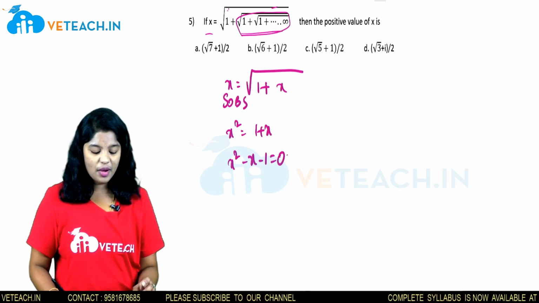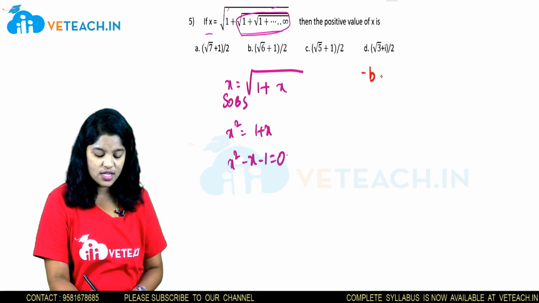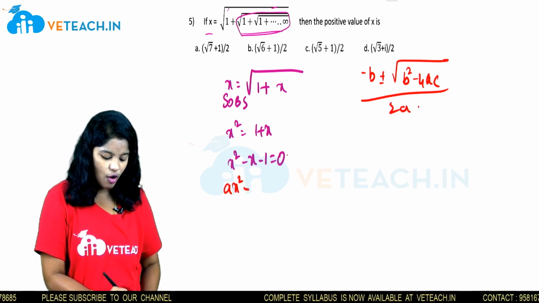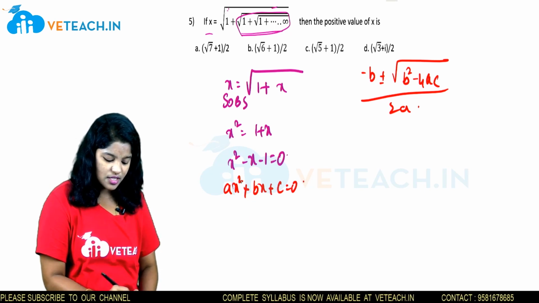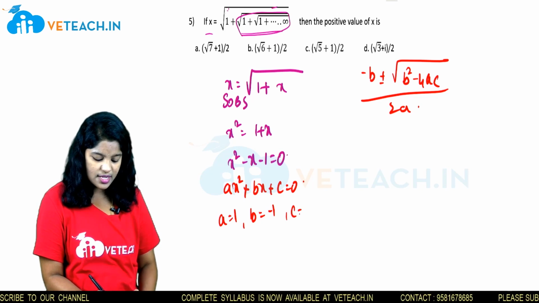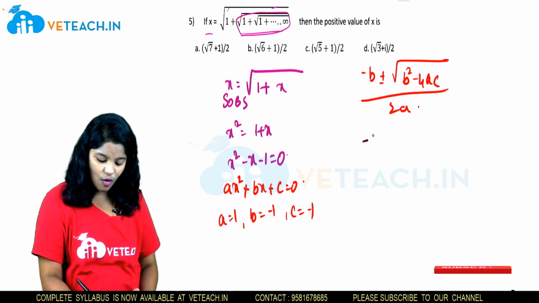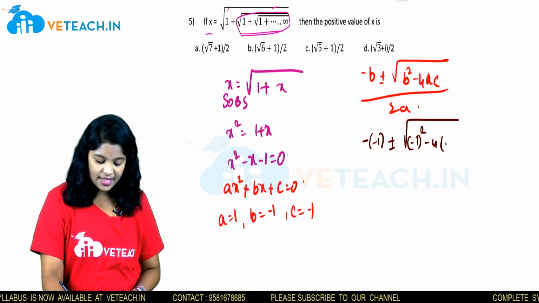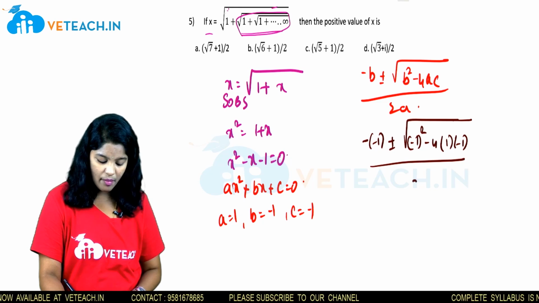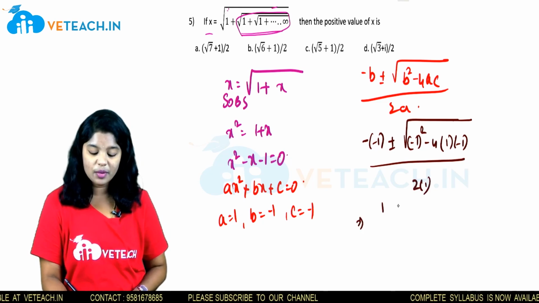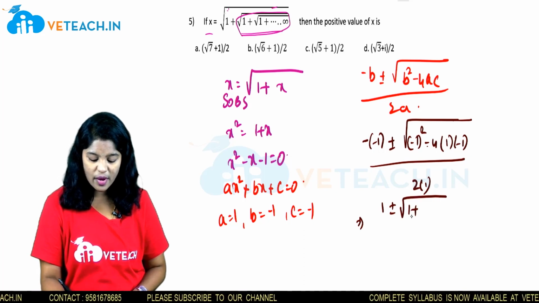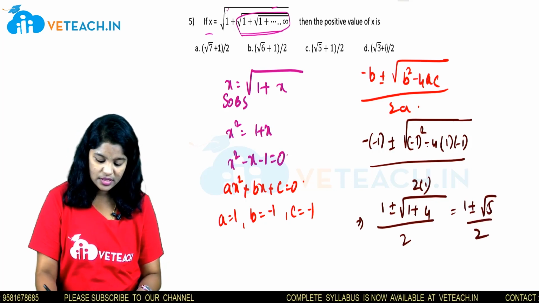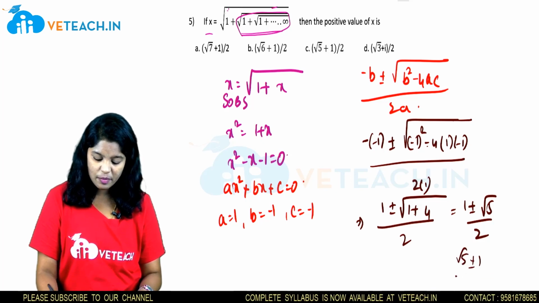We cannot find factors by splitting of the terms. So we have to use the formula of the roots, minus b plus or minus root of b square minus 4ac by 2a, since this equation is of the form ax square plus bx plus c equal to 0. So a is equal to 1, b equal to minus 1, c is equal to minus 1. Now minus of minus 1 plus or minus root of minus 1 whole square minus 4, a is equal to 1, c is equal to minus 1, by 2 into 1. So that will be minus of minus 1 plus or minus root of 1 plus 4 by 2. So 1 plus or minus root of 5 by 2.